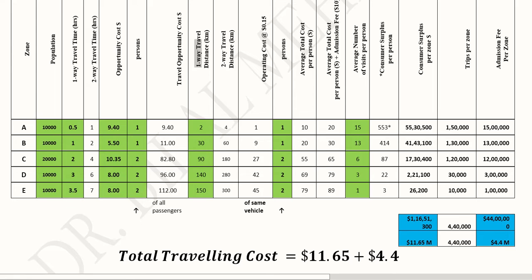The next thing is the one-way travel distance. This was the travel time. This is now the travel distance. This is the closest, so it has the shortest distance. E is the most distant zone, so it has the highest distance. And the two-way travel distance will be twice of it. So now we have calculated the twice. 90 will become 180 and 150 will become 300.